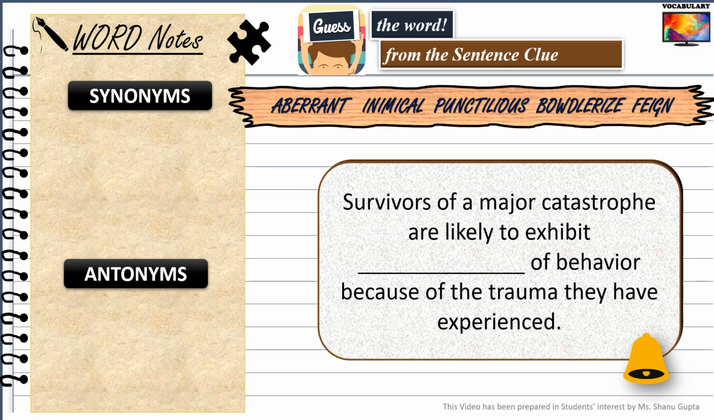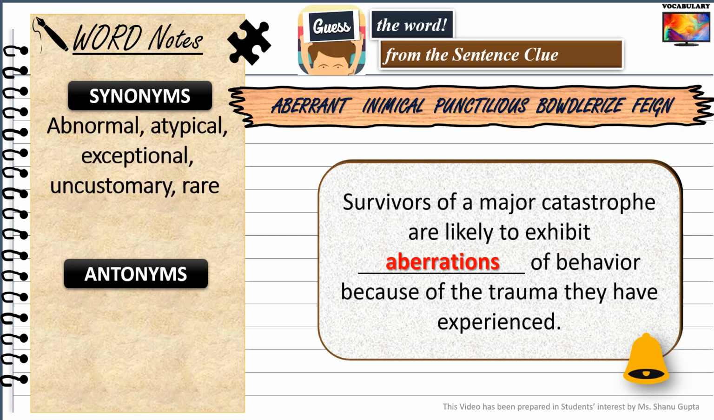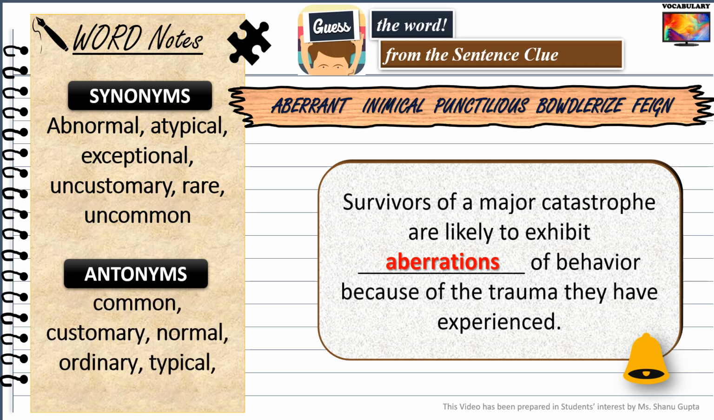Survivors of a major catastrophe are likely to exhibit dash of behavior because of the trauma they have experienced. The correct word that goes into this blank is aberrations, which means deviation from normal or accepted behavior. Synonyms of aberration are abnormal, atypical, exceptional, uncustomary, rare, and uncommon, while antonymous words are common, customary, normal, ordinary, typical, unexceptional, and usual.